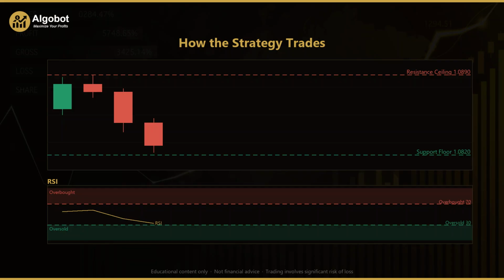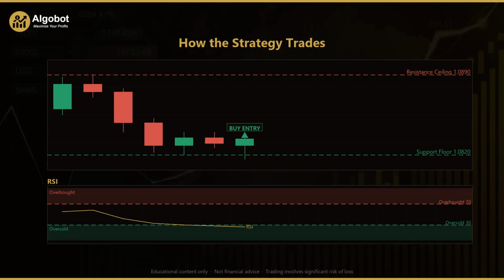Watch the opening candles. Price swings between the edges of the range, tapping near the resistance ceiling and then sliding lower. As it does, notice the RSI in the panel below beginning to roll over and fall. The strategy has already mapped the support and resistance from this recent swing window, so it now has its structure in place. Now follow price as it drifts down toward the support floor. With each lower candle, the RSI keeps dropping, sinking below 30 and pushing into the oversold zone shaded green at the bottom of the panel.